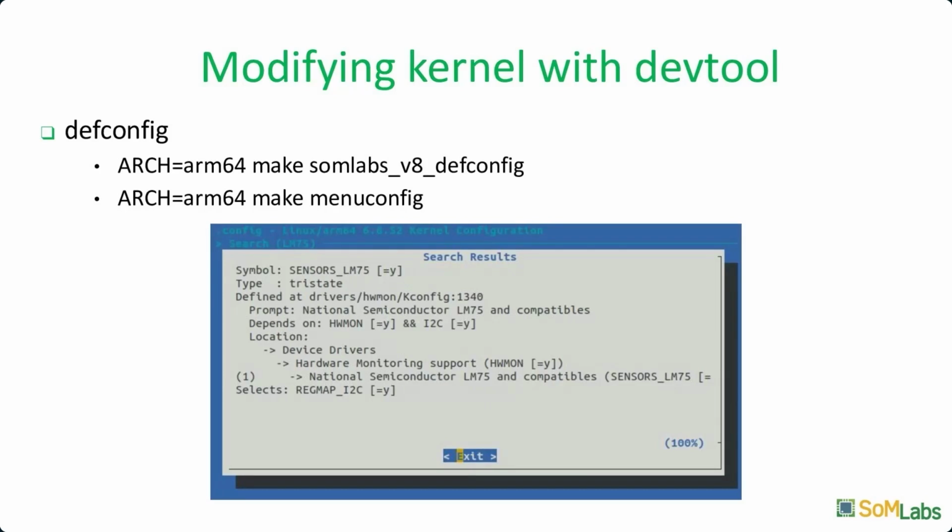menuconfig tool. Menuconfig is a tool distributed with the Linux kernel. It's completely independent from Yocto. It's the graphical configurator for the Linux kernel. So if you first call make somlabs_v8_devconfig, which is a base configuration of the Linux kernel for our boards, and then call make menuconfig, you will get a graphical configuration tool in your terminal where you can select the kernel components.